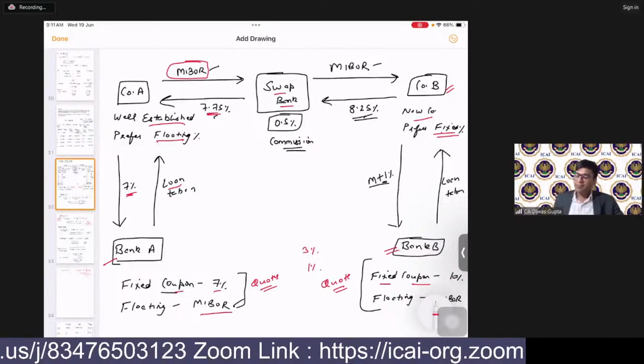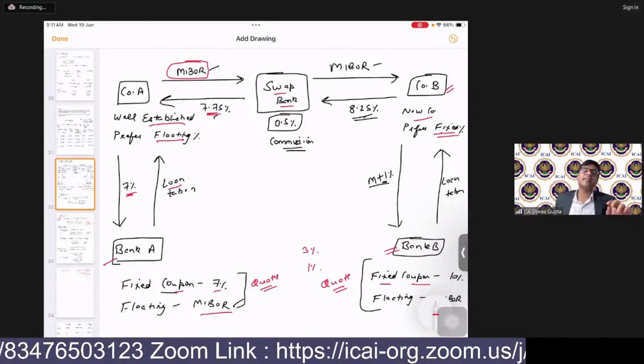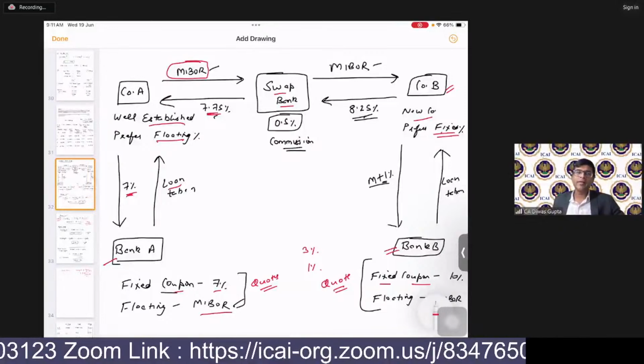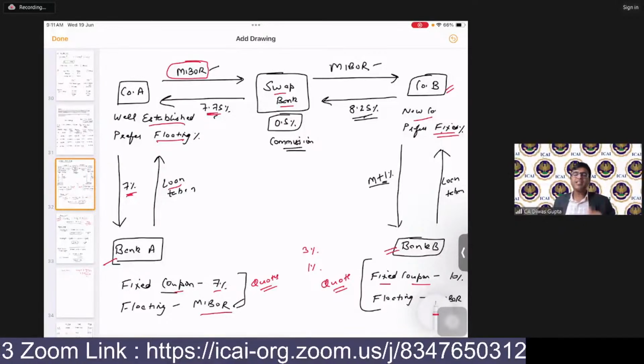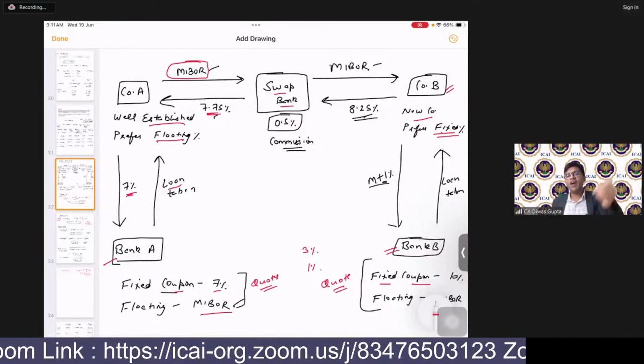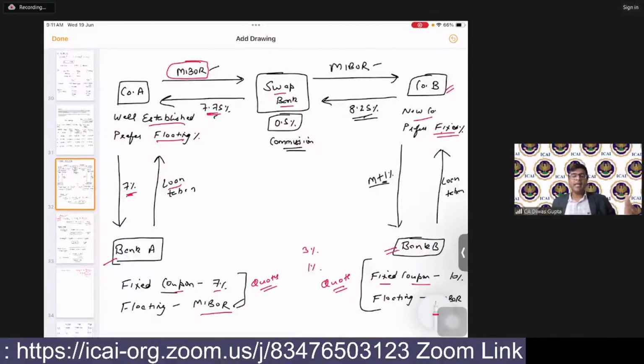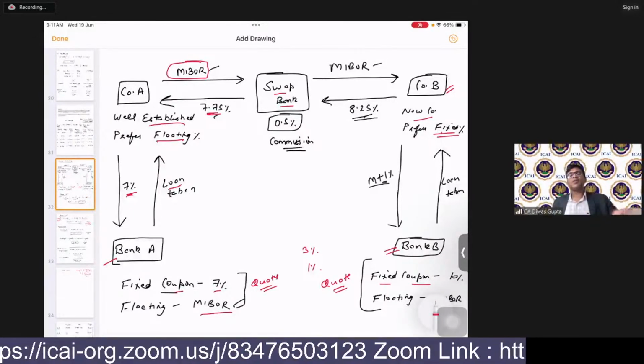So what will swap bank say to company A is, see, you have a preference to borrow in floating, but I have told you to borrow in fixed. Now you do one thing, you swap your fixed borrowing to floating borrowing by paying me my MIBOR, and I will pay you 7.75.